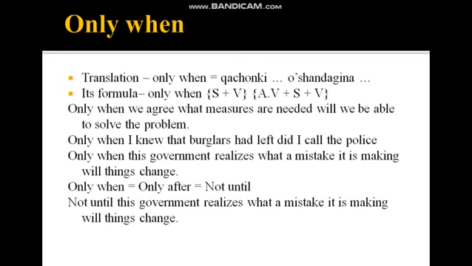And we've got synonyms: only when, only after, and not until. Well, they cannot be 100% synonyms, but anyway, they can be close to one another. Now let me substitute that only when with not until. Not until this government realizes what a mistake it's making will things change. See, guys, they mean the same thing, so it's always better to learn them. It's always wise to learn the way these complex grammar pieces are used.